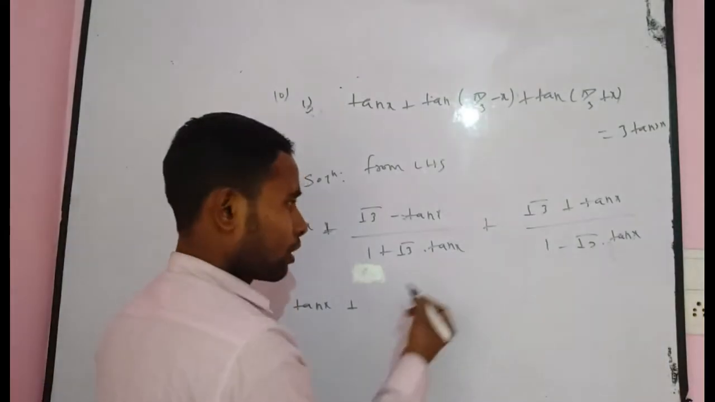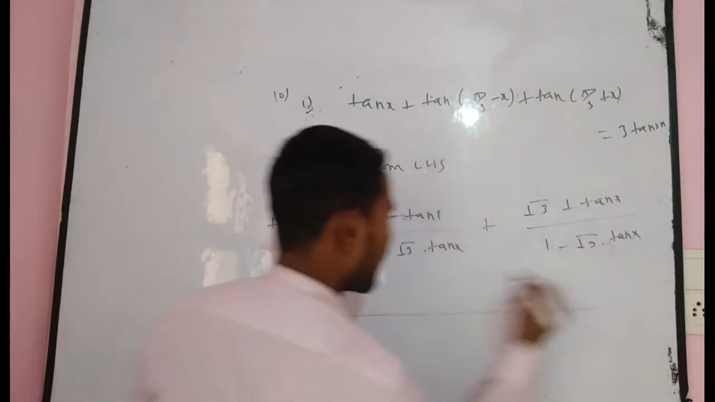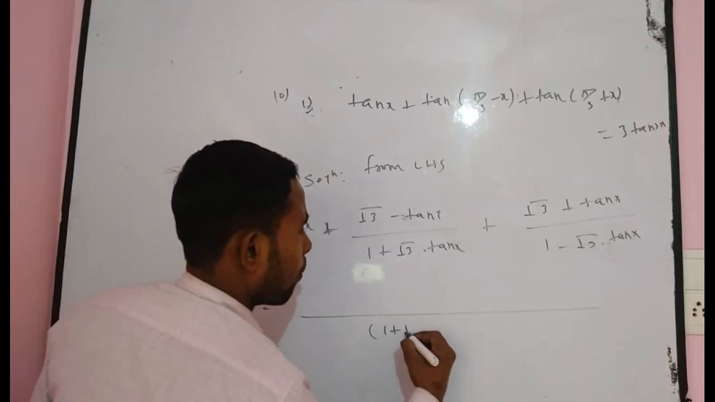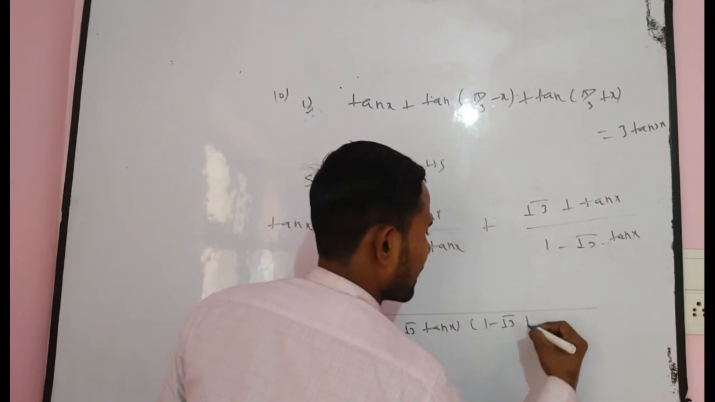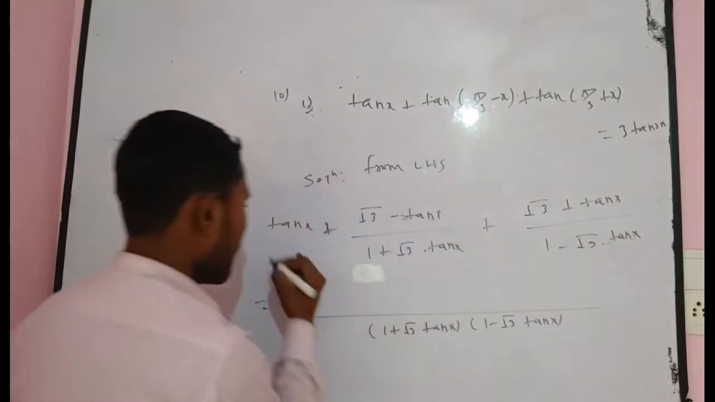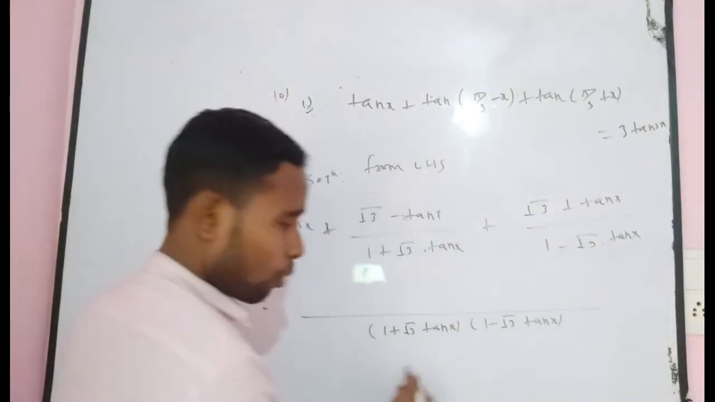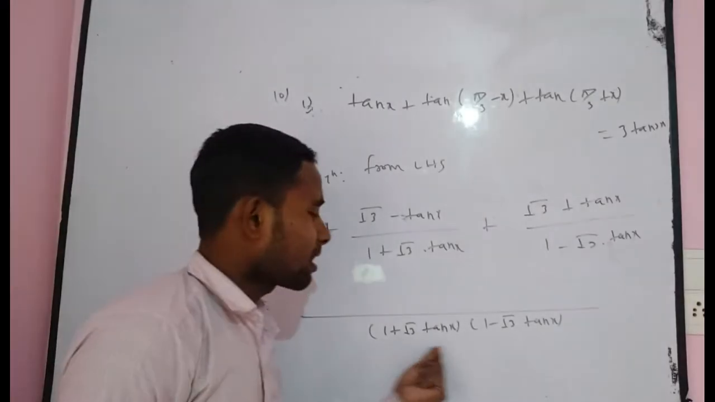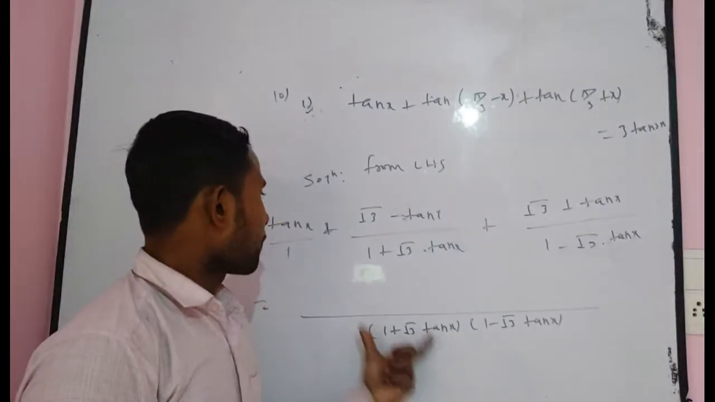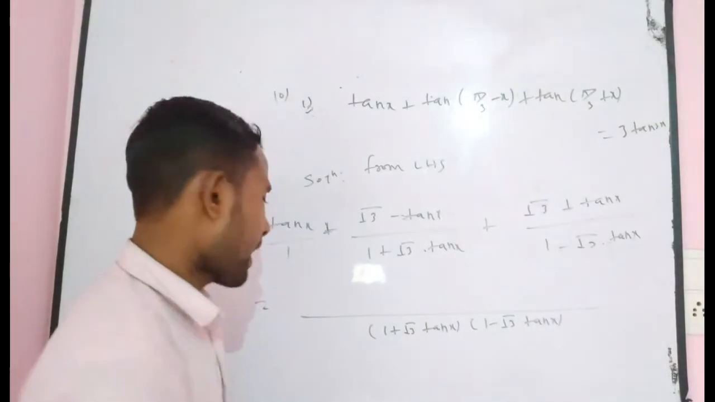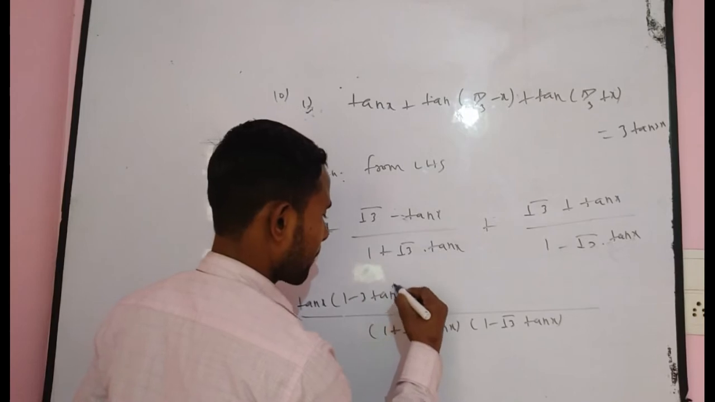If you take the LCM, what do you get? After taking the LCM, you get (1 + √3 tan x) into (1 − √3 tan x). Now, here it will be 1, after dividing, you get a whole expression. It will be 1 − 3 tan² x, because if you multiply both expressions, you get 1 − 3 tan² x. Then tan x into (1 − 3 tan² x), you have to multiply simply.